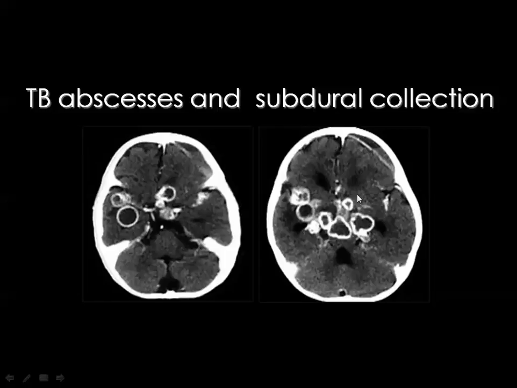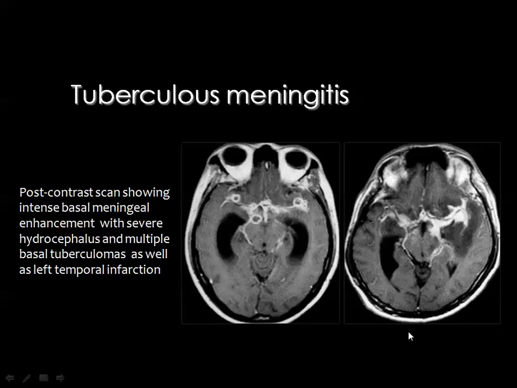They are accumulated here in the region of the third ventricle as well as in the suprasellar area and in the temporal lobe. And also you can see the presence of a subdural inflammatory collection in the left frontal area. And this is also a case of tuberculous meningitis with multiple tuberculomas.